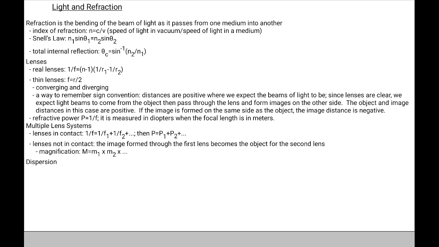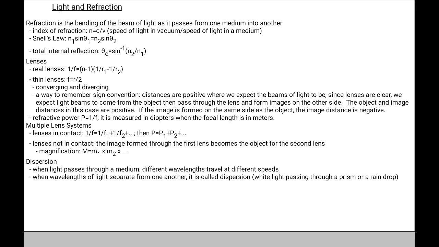Now, another concept is that of dispersion. When light passes through a medium, different wavelengths of that light travel at different speeds. And then when those wavelengths of light separate from one another, that's what we call dispersion. So an example of that is when light passes through a prism, or when it passes through a raindrop or a multitude of raindrops and forms a rainbow.